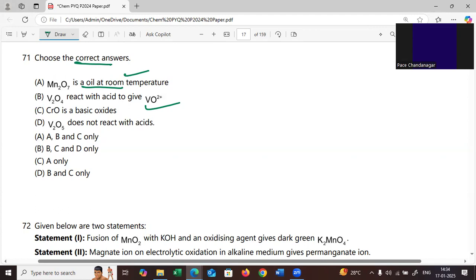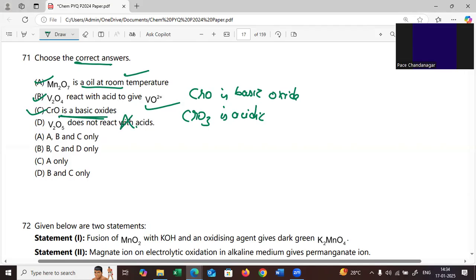And CrO is basic oxide. Chromium oxide is basic oxide. Yes, it is true. Okay, and CrO3 is acidic. CrO3 is acidic, CrO is basic oxide. So A, B, C correct. V2O5 does not react with acids? No, it reacts with acids definitely, because we have just now seen it reacts with acids to give VO2+. Then option D is wrong. So A, B, C are correct. Option A is correct.